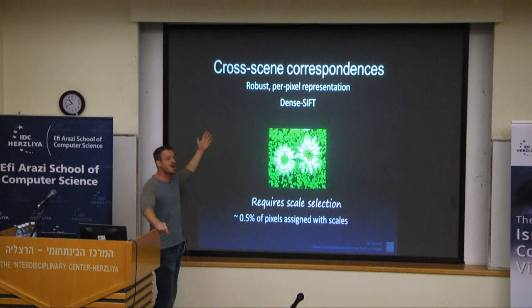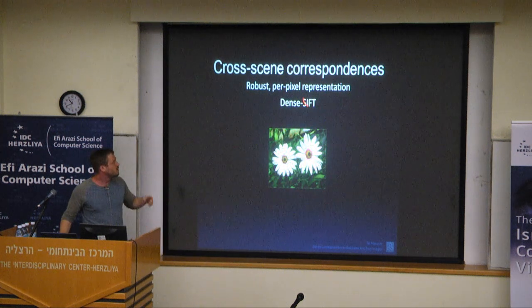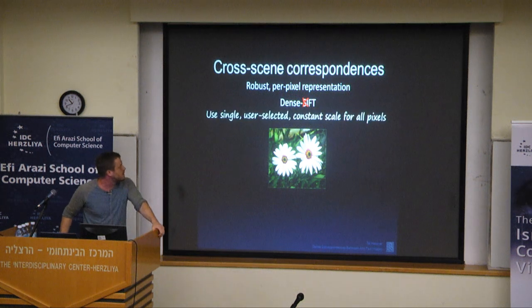So how do you extract dense SIFT for all the pixels in the image when you only have 0.5% of the pixels with scales? That's very simple. You forget about the SI and just use a single user-selected constant scale for all pixels. Something that would look like this.